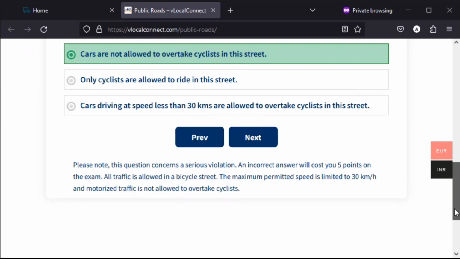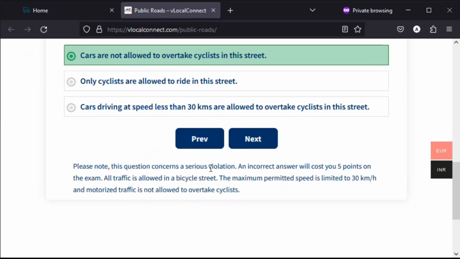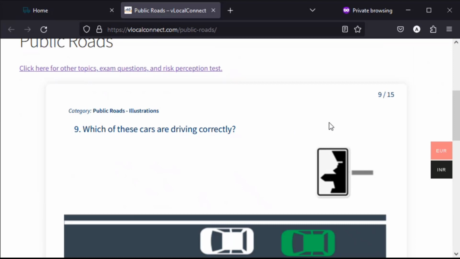And as you can see, again, this is a question which is a serious violation. It's a major offense when you overtake bicycles in a bicycle lane, and there you lose 5 marks. Okay, so you should be careful if you answer it wrongly. Let's go to the next question.